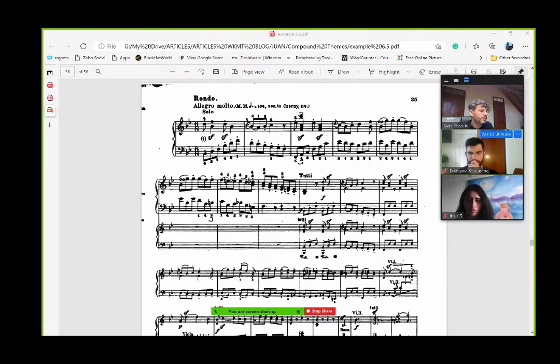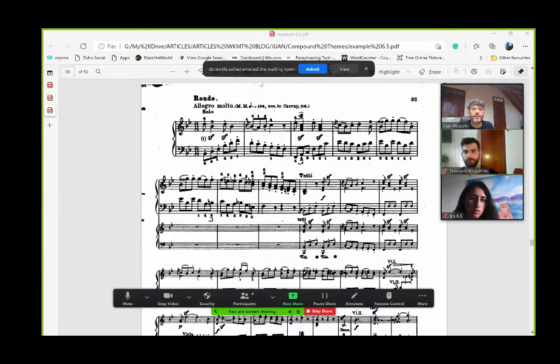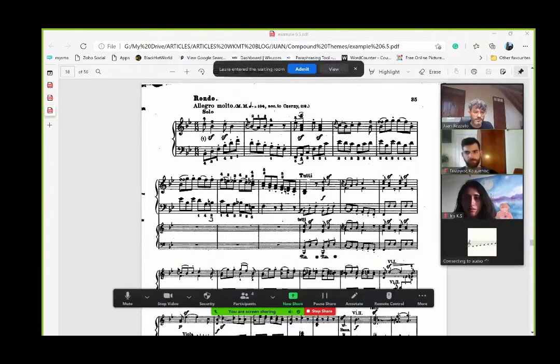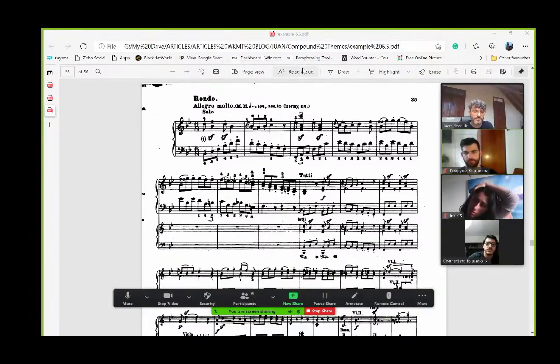I'm not seeing Laura. Is Laura around? No. Let's see. Okay, so then we go. Oh, that's it. Okay. So, very good. And then we continue. So then we go into the consequent. That's it.